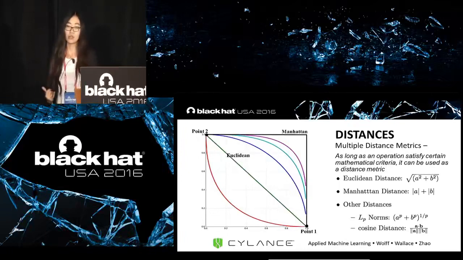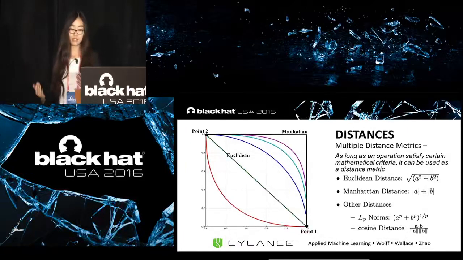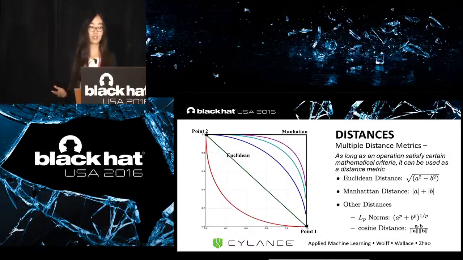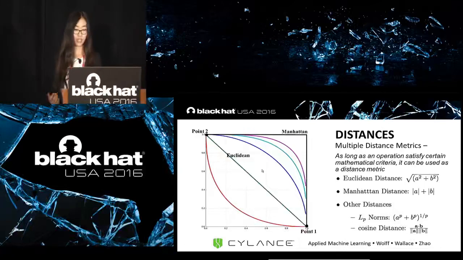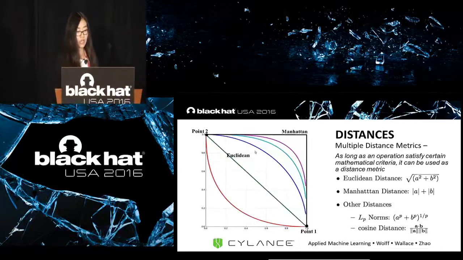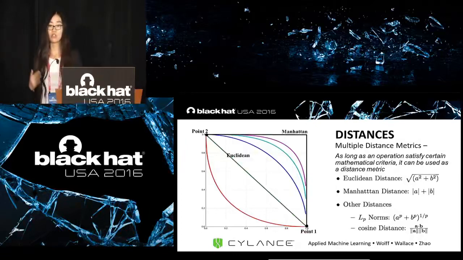It's a little bit counterintuitive, but actually any measurement or operation that satisfies certain mathematical criteria can act as a distance measurement. For example, we can use Euclidean distance, Manhattan distance, LP norm, or cosine distance, anything that satisfies that criteria. On this picture here, all the lengths of these lines can serve as the distance between 2 points. Different distance measurements will be good for different problems or different situations.